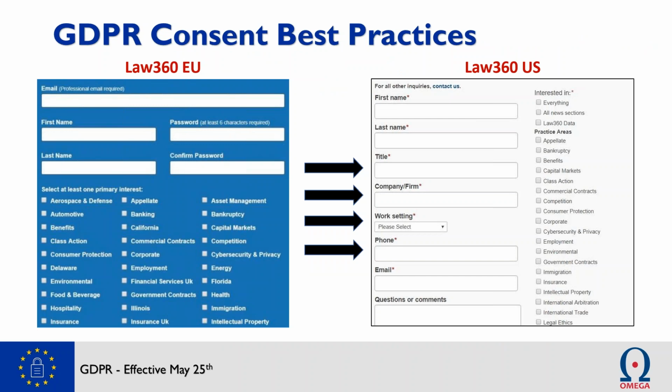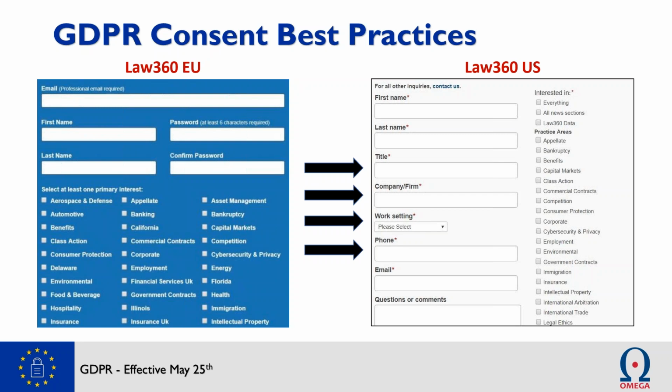Well, here's another example of a best practice. On the right, you can see the Law 360's sign-up form for getting their newsletters, and you would put in a variety of information. On the left side, you have the Law 360 EU version, and as you can see, there are some differences here. There are not as many fields being collected in the EU version as there were in the United States version. And if you look at that US version, all those asterisks next to the field name indicate that that's a required field.